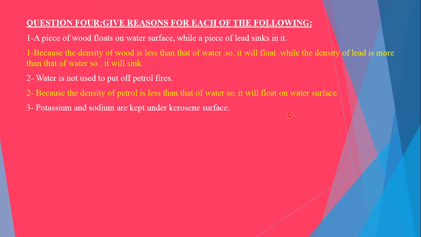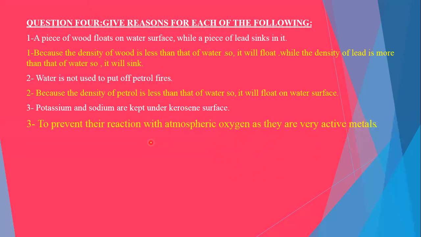Potassium and sodium are kept under kerosene surface. Why? Potassium and sodium are very active metals. As soon as they come out, they will immediately react with atmospheric oxygen, forming a layer of sodium oxide or potassium oxide. So, to prevent the reaction with atmospheric oxygen, as they are very active metals.